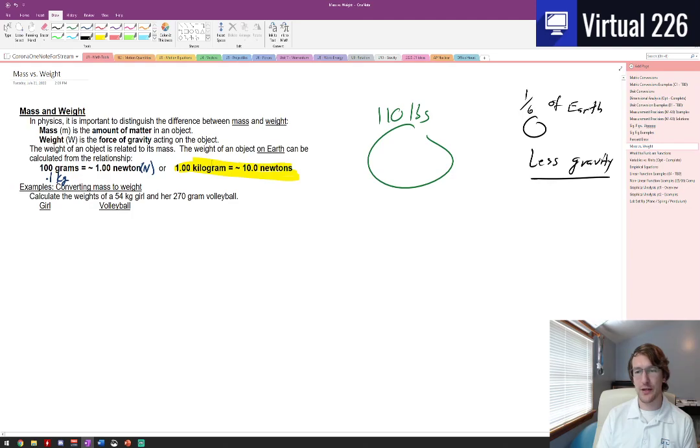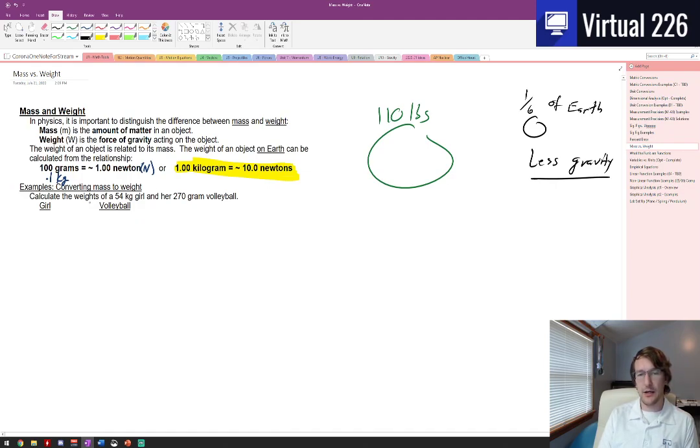Technically, on Earth, it's not exactly 1 kilogram is 10 newtons. It's actually about 9.81, but that's due to gravity, and we'll talk about gravity a little bit later. But if you're just doing some quick calculations, 1 kilogram is about 10 newtons, which means 0.1 kilogram, or 100 grams, is 1 newton.